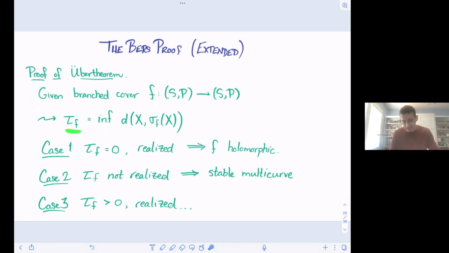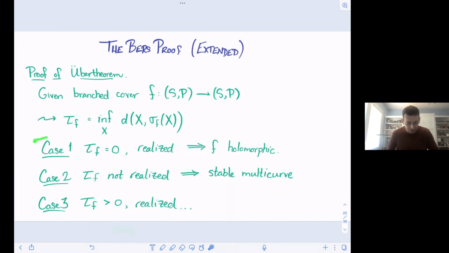Okay. So given a branch cover, you define tau f. You should think of that as a translation distance. And it's the infimum of the distance of x and sigma fx. Okay, that's a number you can define. It's the infimum over all x in Teichmüller space. Okay, and there's just 3 cases, just like if you know the proof of the Nielsen-Thurston classification. Either it's 0 and realized, it's not realized, or it's positive and realized.